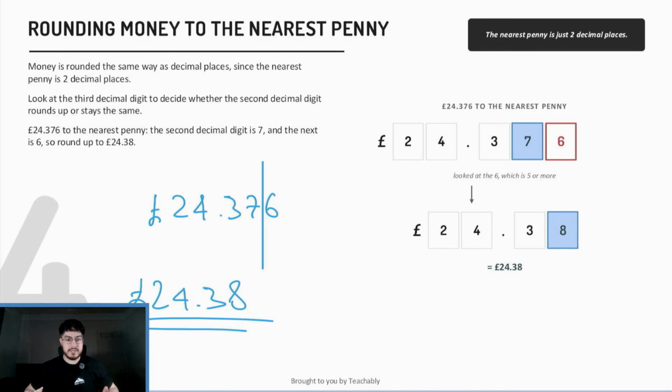Okay, so rounding money to the nearest penny. You always do this. Ensure that you get into the habit of this, because in your exam, sometimes they don't even say it. And that is the most important part of this whole thing, is that they don't even say it sometimes. So let's move on.